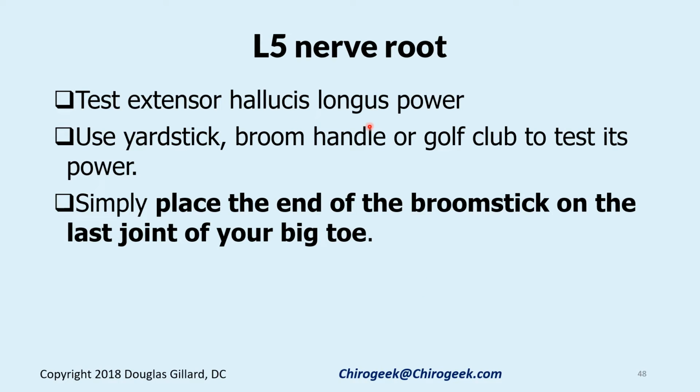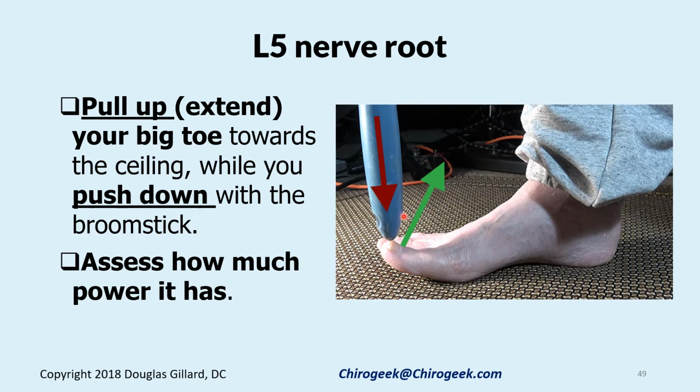We'll show you in the video how to do this, but you use a broom handle or yardstick or golf club, and you simply push down on the big toe, and you have a tug of war. I'm pushing with a broomstick, and I'm pulling up as hard as I can with my big toe, and you get an idea of how strong that big toe extender is. Then you go test your sciatica side. It better be just as strong.